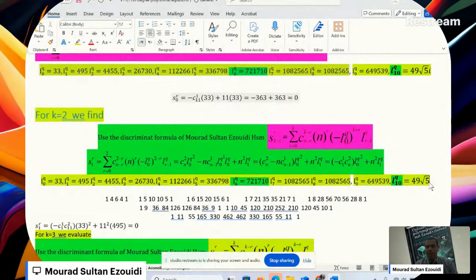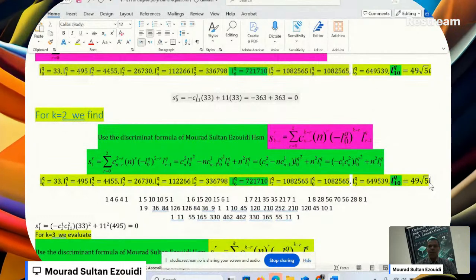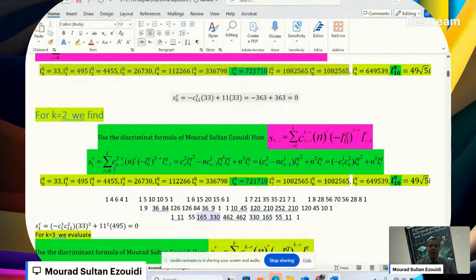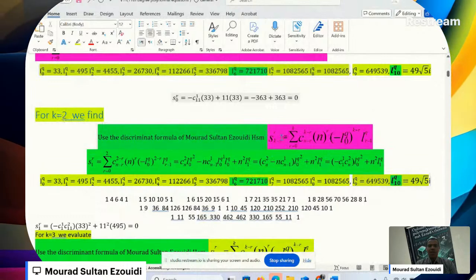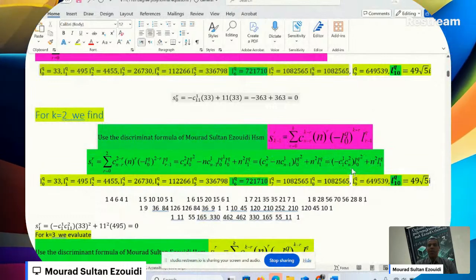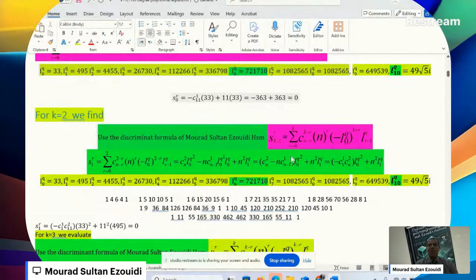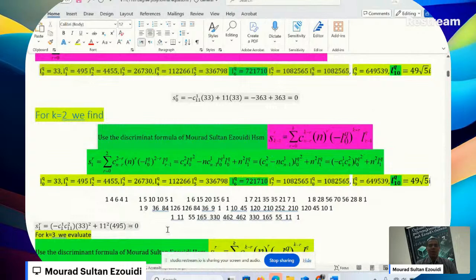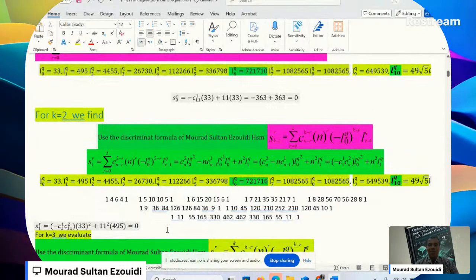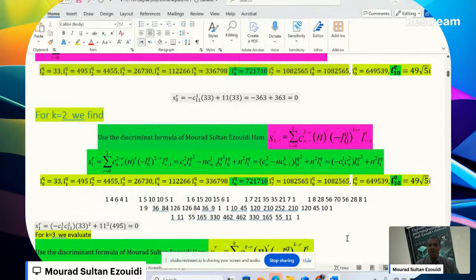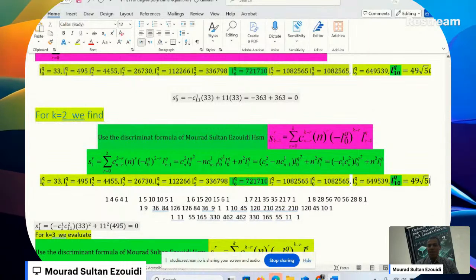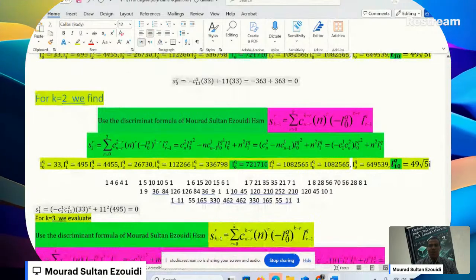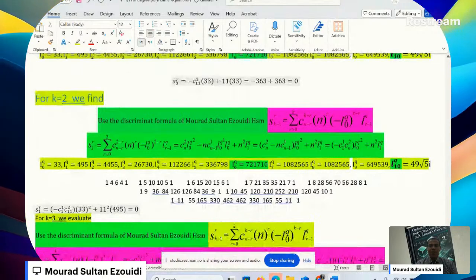Okay, so now I'm going to find S1. We put k in the discriminant formula of Mourad Sultan Ezouidi, and you will obtain that this is S1. Just make substitution, and you will get S1, in fact, is equal to. And now you can use your calculator and do your best, professors. And then we continue, my kids.